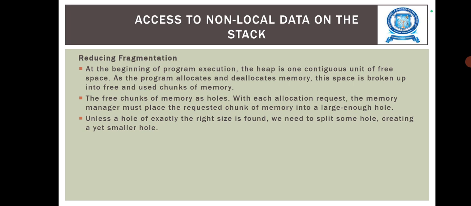Next, we are going to see reducing fragmentation. At the beginning of program execution, the heap is one contiguous unit of free space. As the program allocates and deallocates memory, this space is broken up into free and used chunks of memory. The free chunks of memory are called holes, with each allocation request. Here the memory manager must place a requested chunk of memory into a large enough hole. If a hole of exactly the right size is not found, we need to split some hole, creating a yet smaller hole.